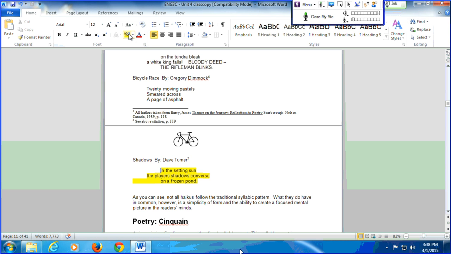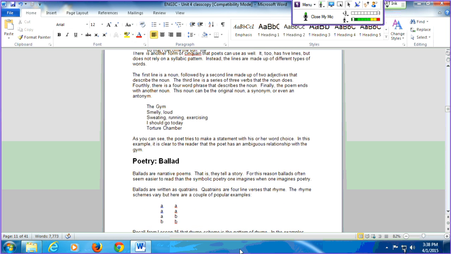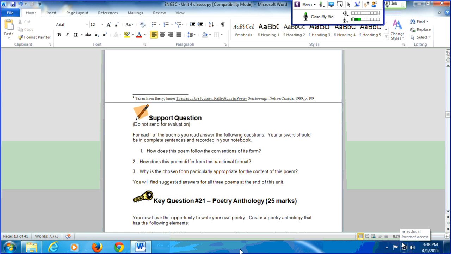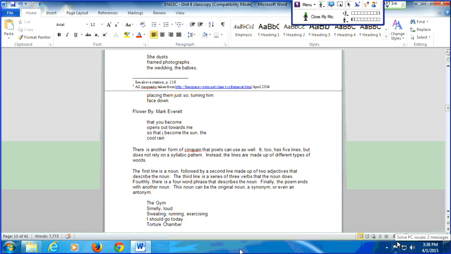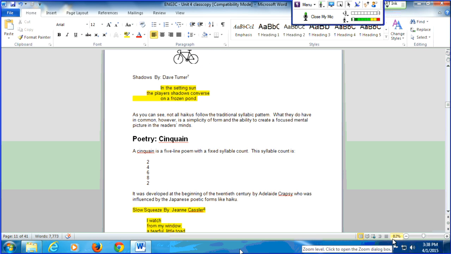So for the first one, for Shadows, the first question you were asked: does this poem follow the conventions? So look at that. We say in Setting Sun, the players and shadows converse on a frozen pond. So it follows it perfectly. It also looks based on nature, which is what it wants too. Second one is, does it deviate or change from the traditional form? In this case, no, it doesn't. It's perfect.